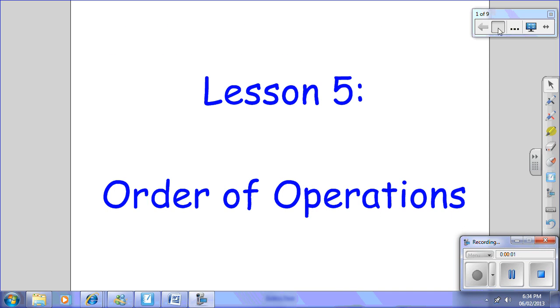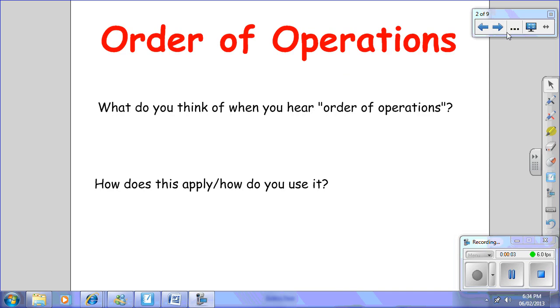Order of operations. What does order of operations mean to you? Order means things have to be done sequentially or in a type of sequential pattern. Operations: addition, subtraction, multiplication, division, exponents, brackets, those are all types of operations we use in math. How do we do order of operations?